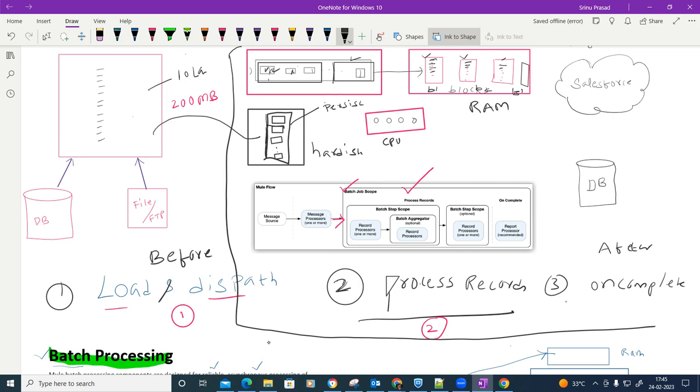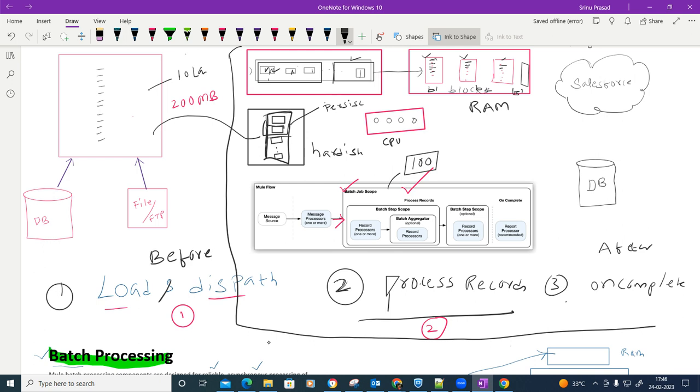What I need to do is load it in terms of blocks. That's what I told you in the introduction: we need to process in blocks. Blocks of what? While configuring your batch job, you need to give the batch size. By default it is 100, but you can give more than 100 also. Whatever size you mention in the batch job configuration component, that many records are in each block.